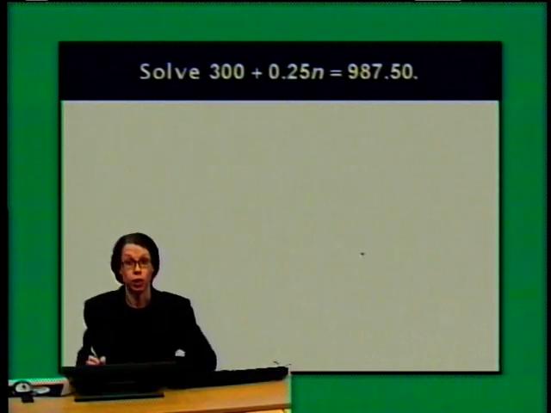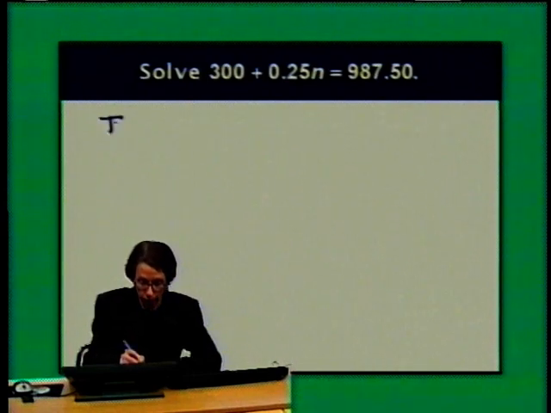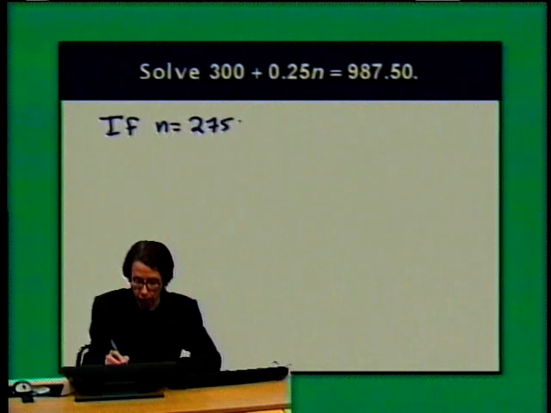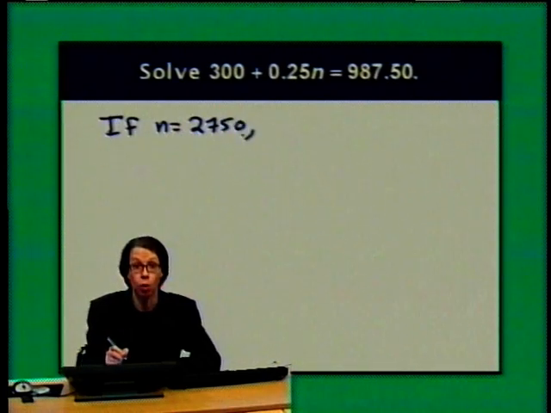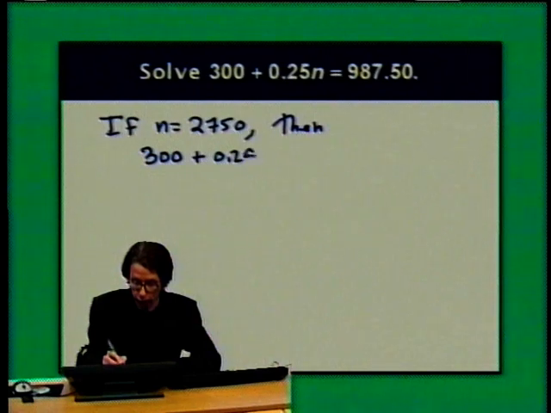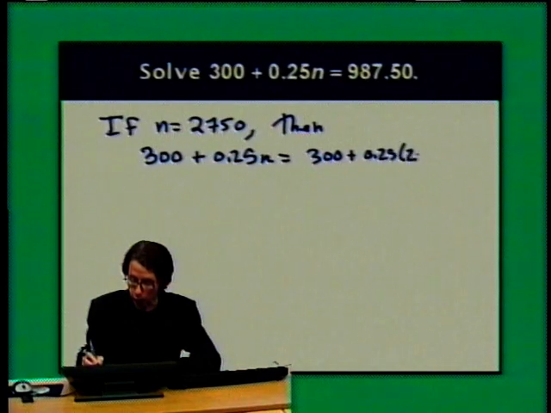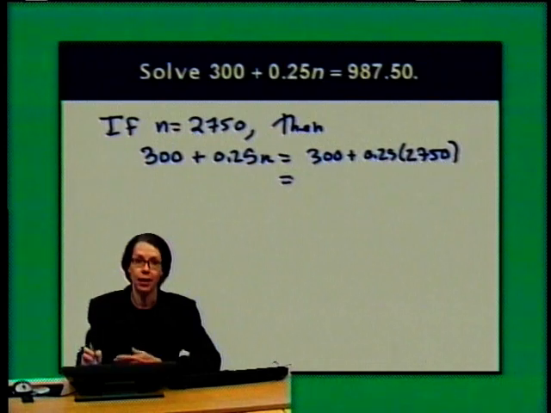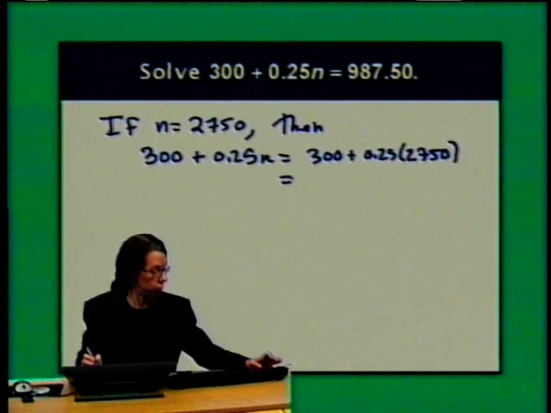So now I want to check my solution. So if n equals 2,750, I want to evaluate the total cost for that number of water bottles. Then 300 plus 0.25n equals 300 plus 0.25 times the number of bottles we just determined, 2,750. And again, I'm going to pull out my calculator to do this check.